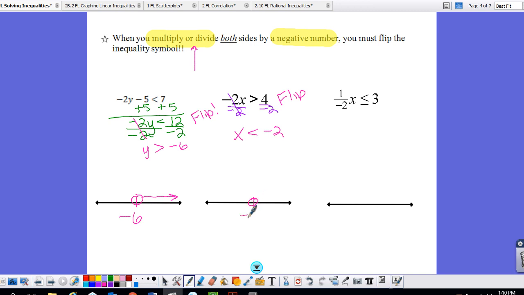So on my number line, I have a negative 2 with an open circle, and I want everything to the left of it because it's less than that.